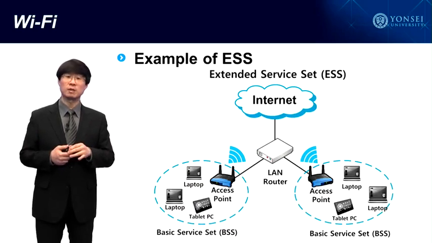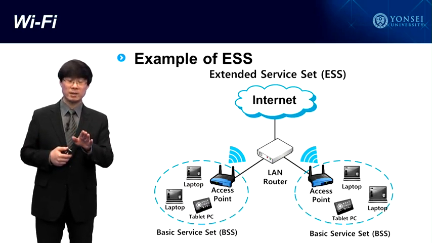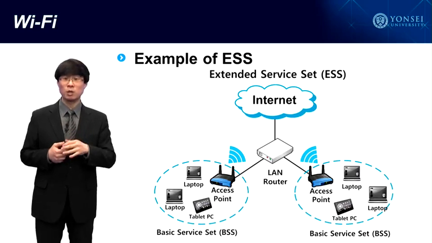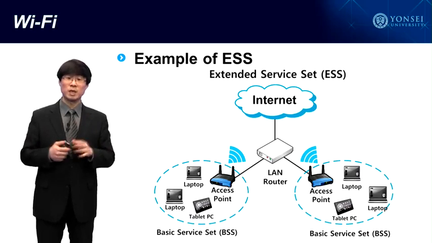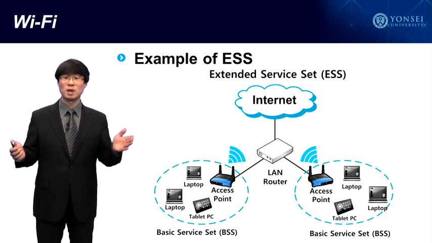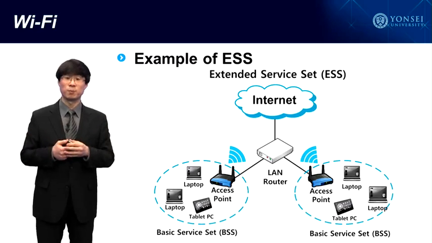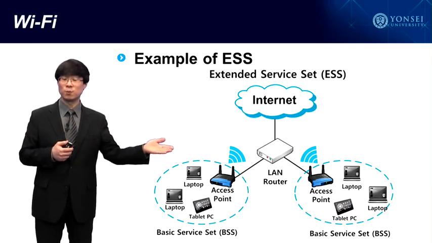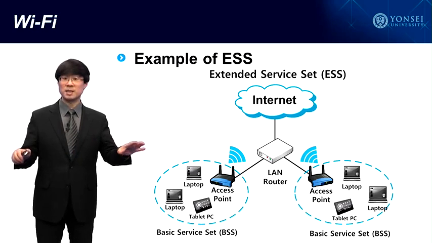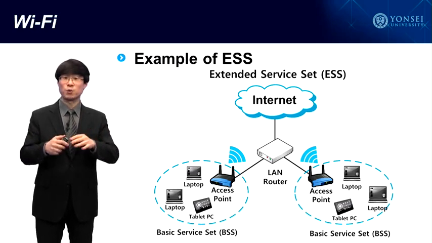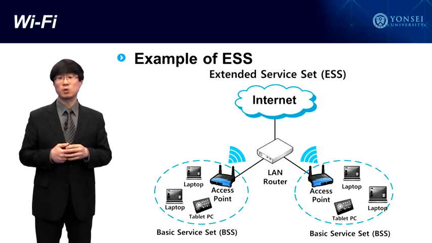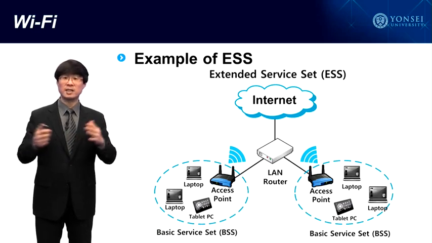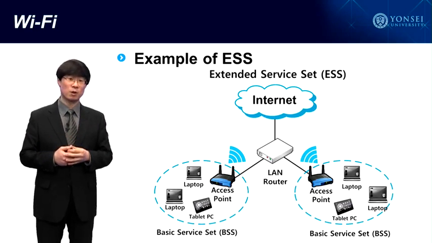An example would look like this. There is a LAN router, a local area network wired router, and it connects to two access points. Each of these Wi-Fi access points creates a BSS on its own. And as you can see, these are two different BSSs, but they're connected together through the LAN router. And this is an example of an extended service set. And basically, you can get extended ranges and connectivity by making a network in this format.